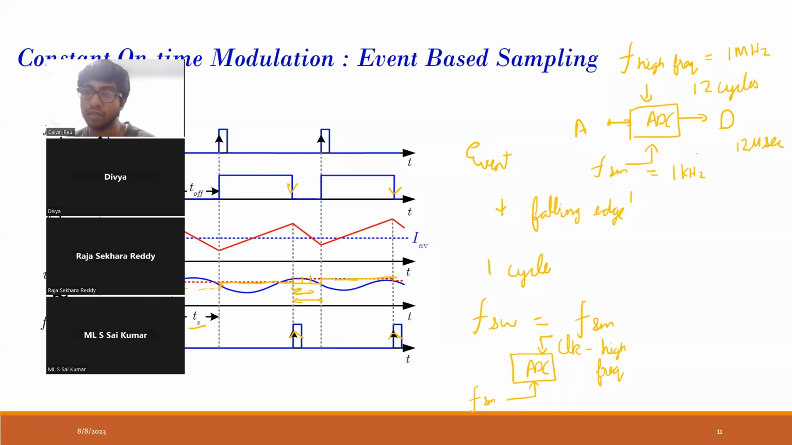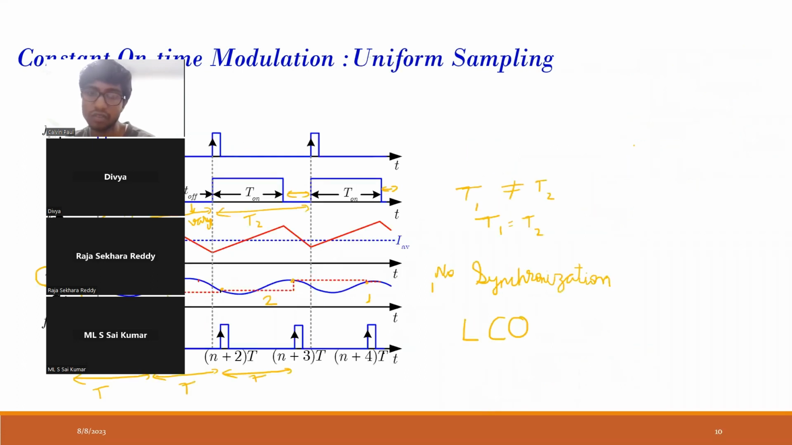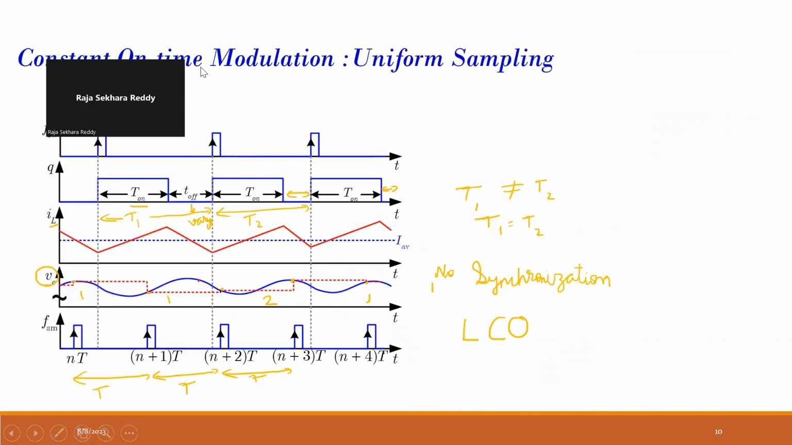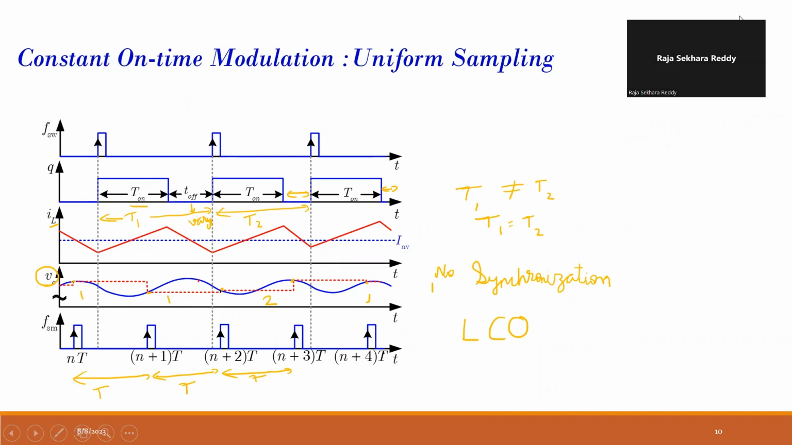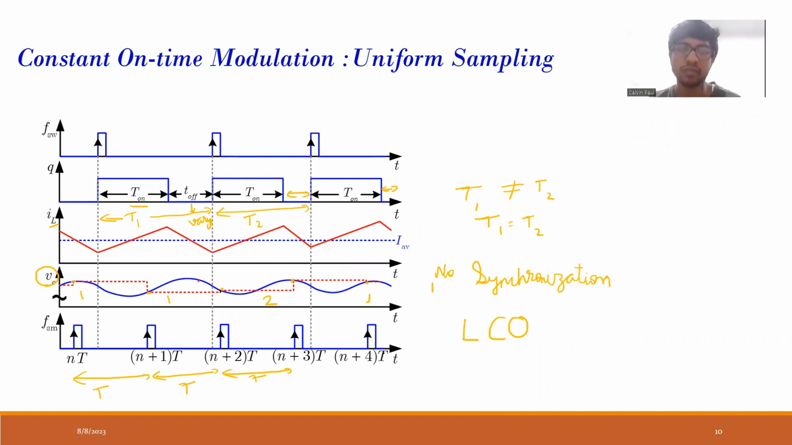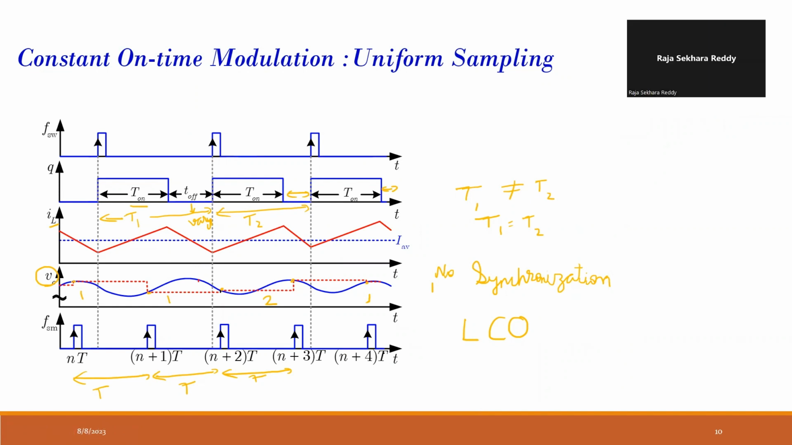So this can brief on this limit cycle oscillation. Like, what does it mean? Limit cycle oscillation. Because of lack of synchronization, there is a disadvantage of limit cycle oscillation. So, what is actually meant by that?